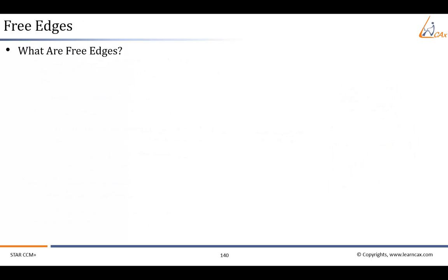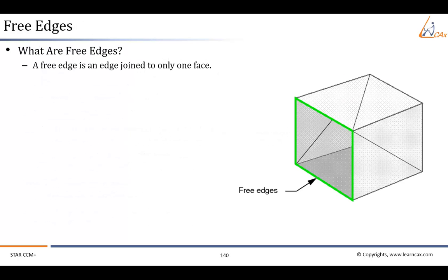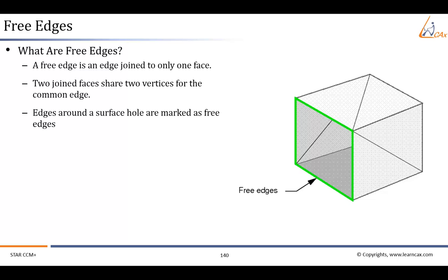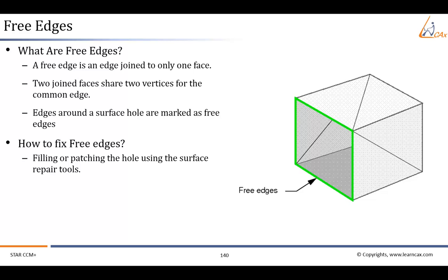Next, we will see free edges. A free edge is an edge joined to only one face. Two joined faces share two vertices for the common edge. For example, edges around a surface hole are marked as free edges. How can you fix free edges? You can fix free edges by filling or patching the hole using the surface repair tools.